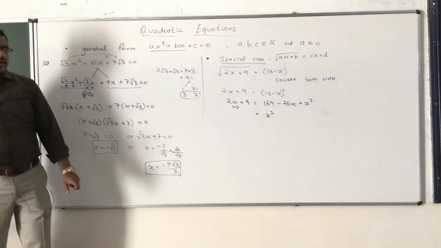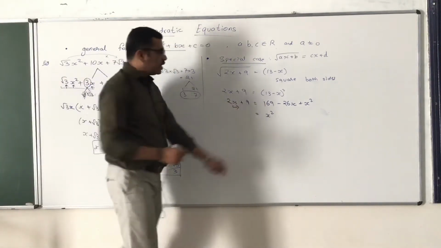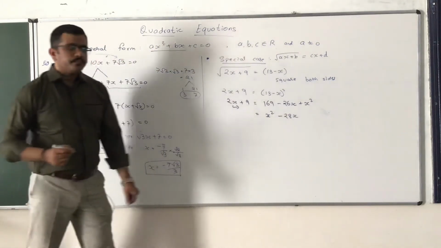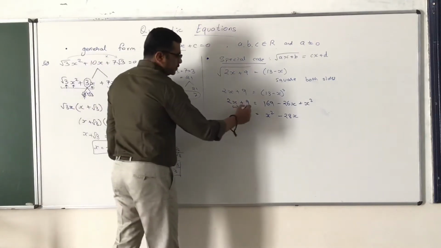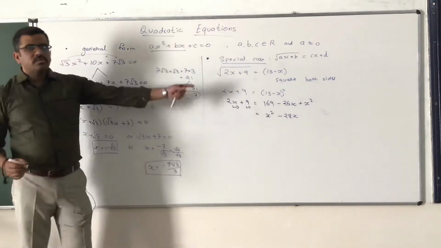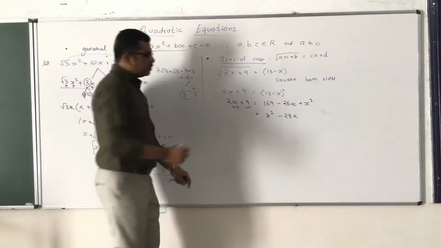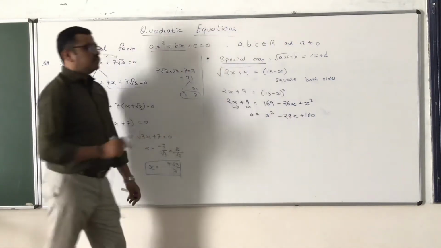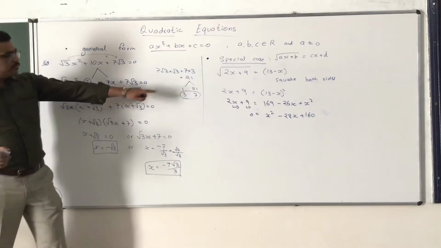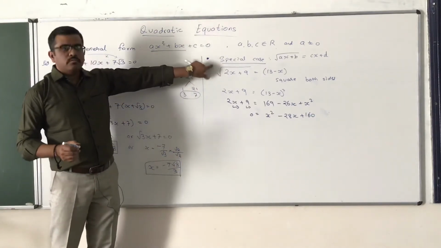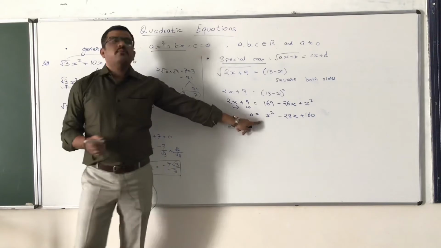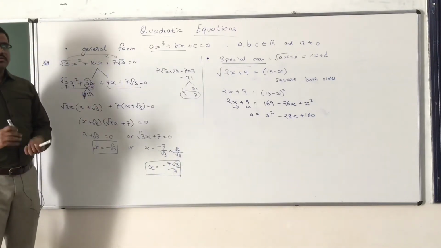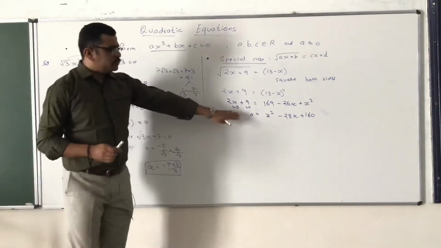We transpose 2x, we subtract 2x from both the sides, so we get negative 28x. And then we transpose 9 also, or subtracting 9 from both the sides, we get plus 160, equals to 0. So we have converted this form into standard form of a quadratic equation, and then we can use the method of factorization to solve this.